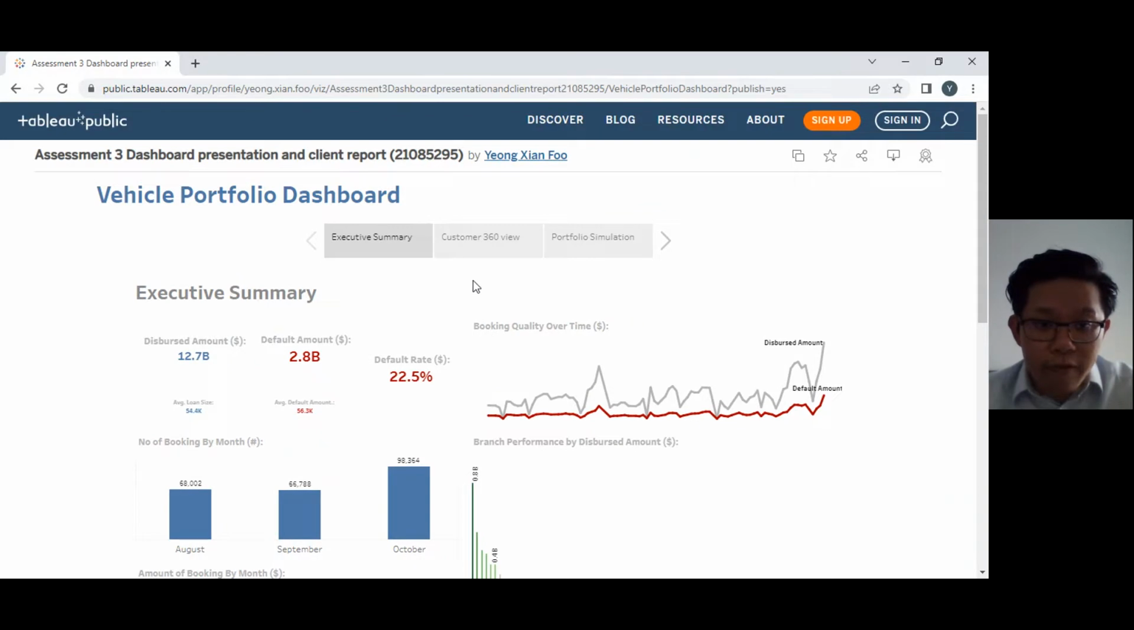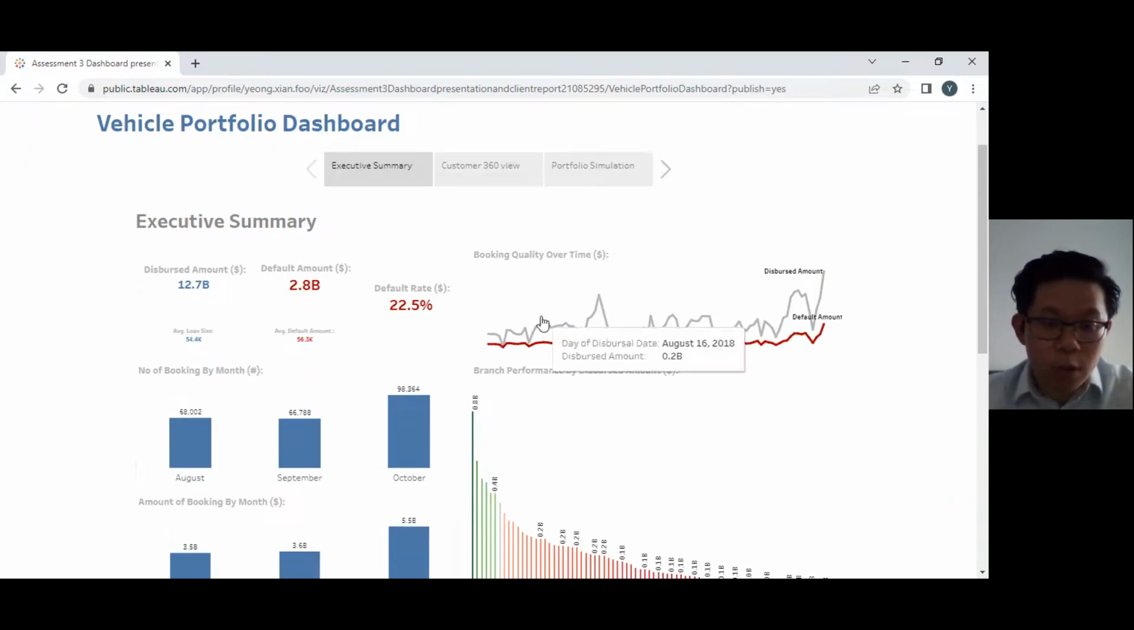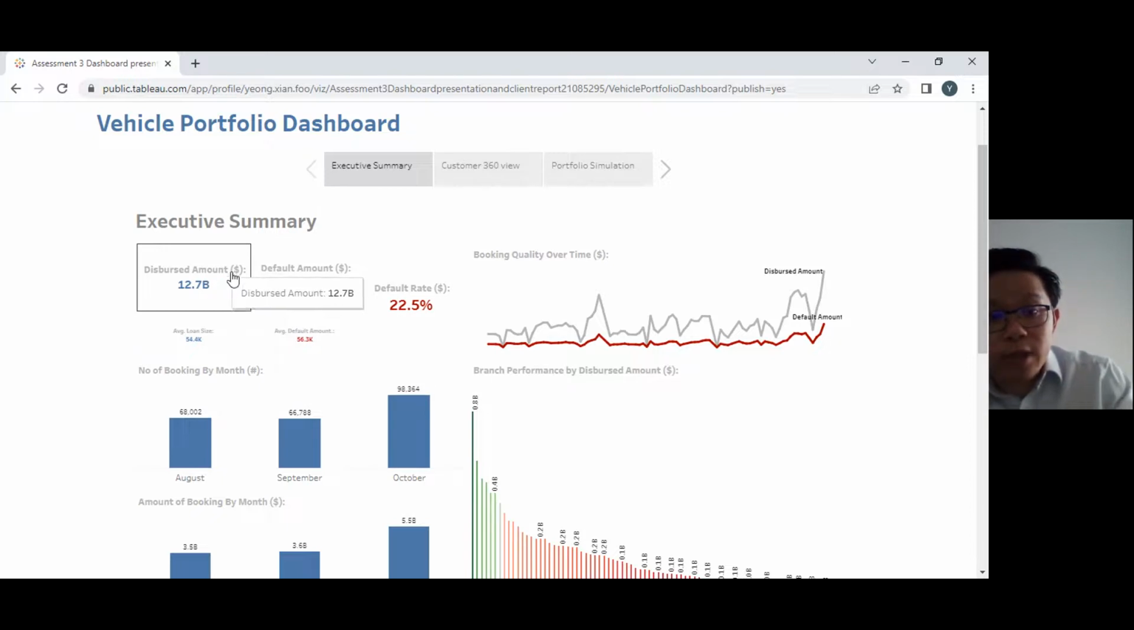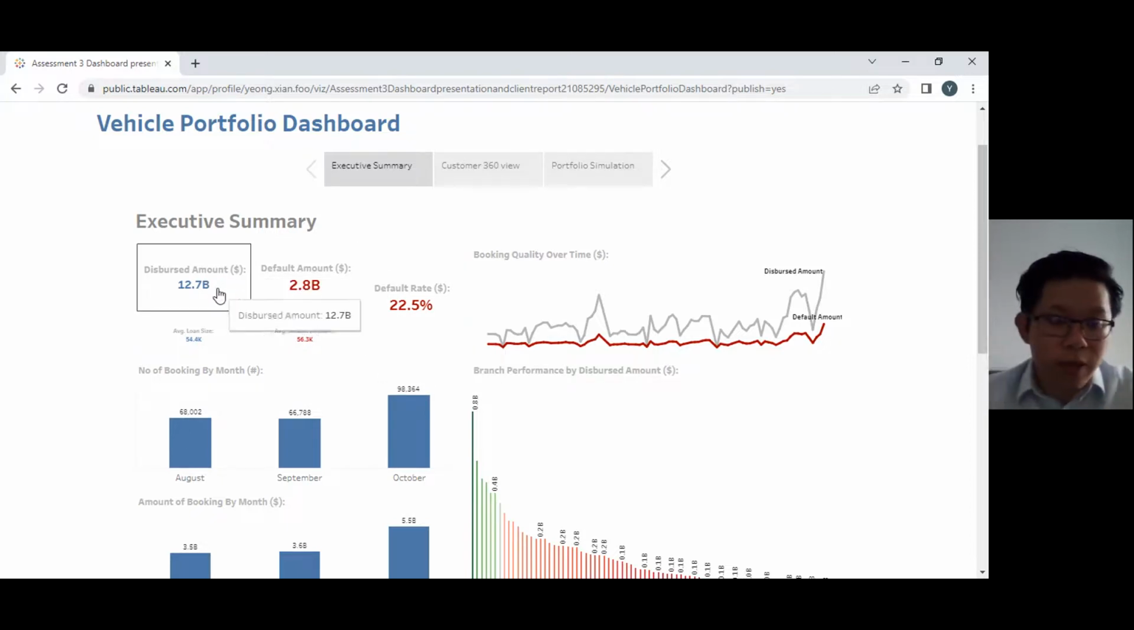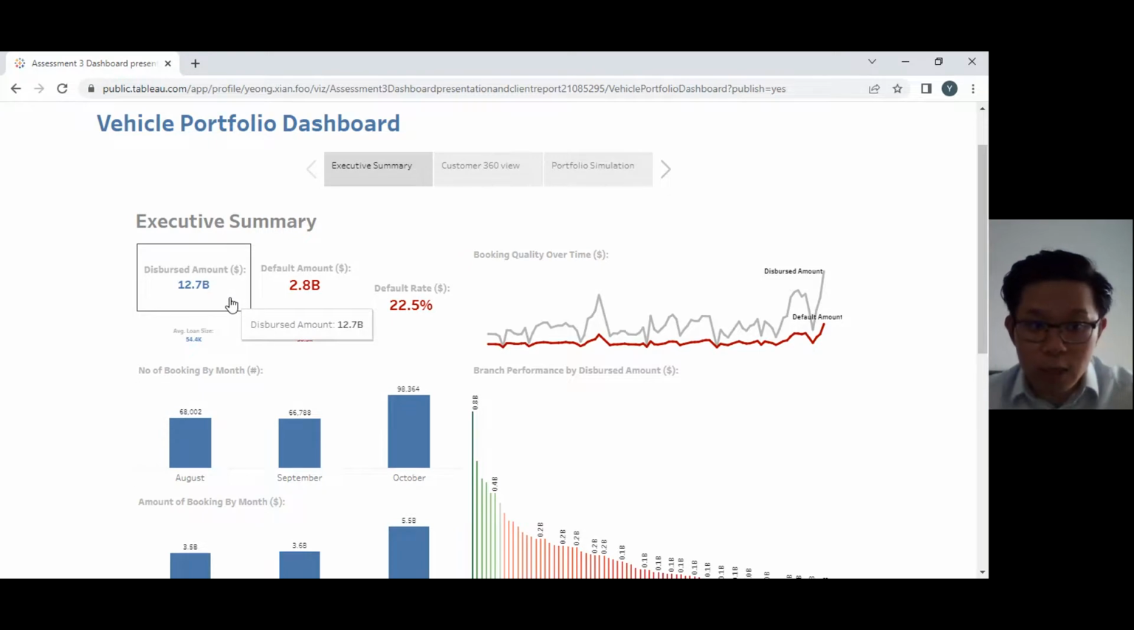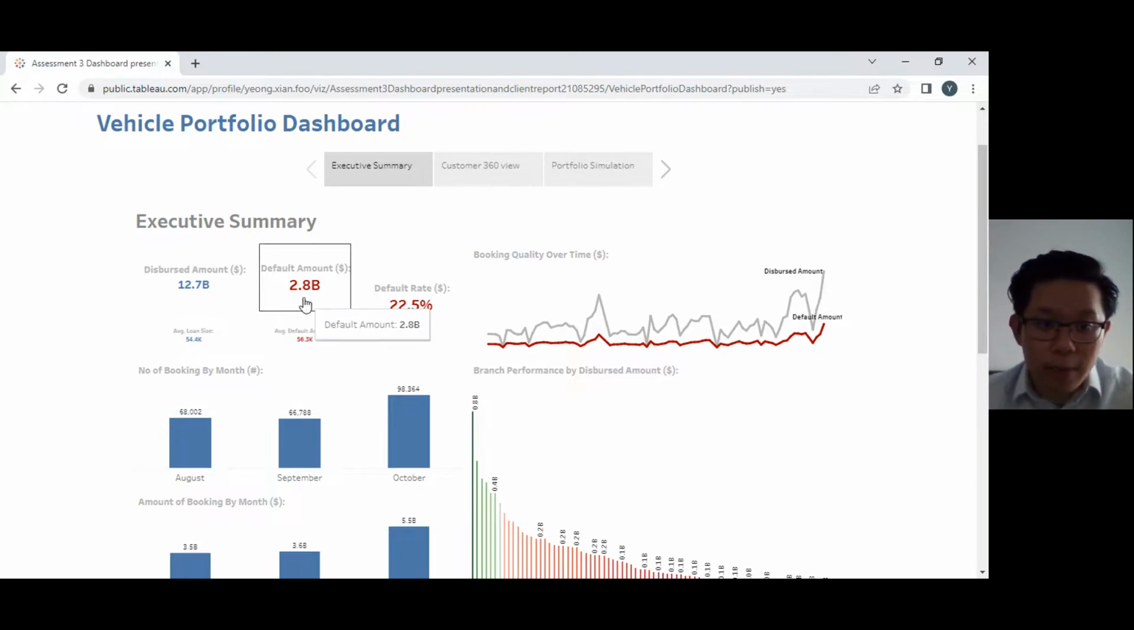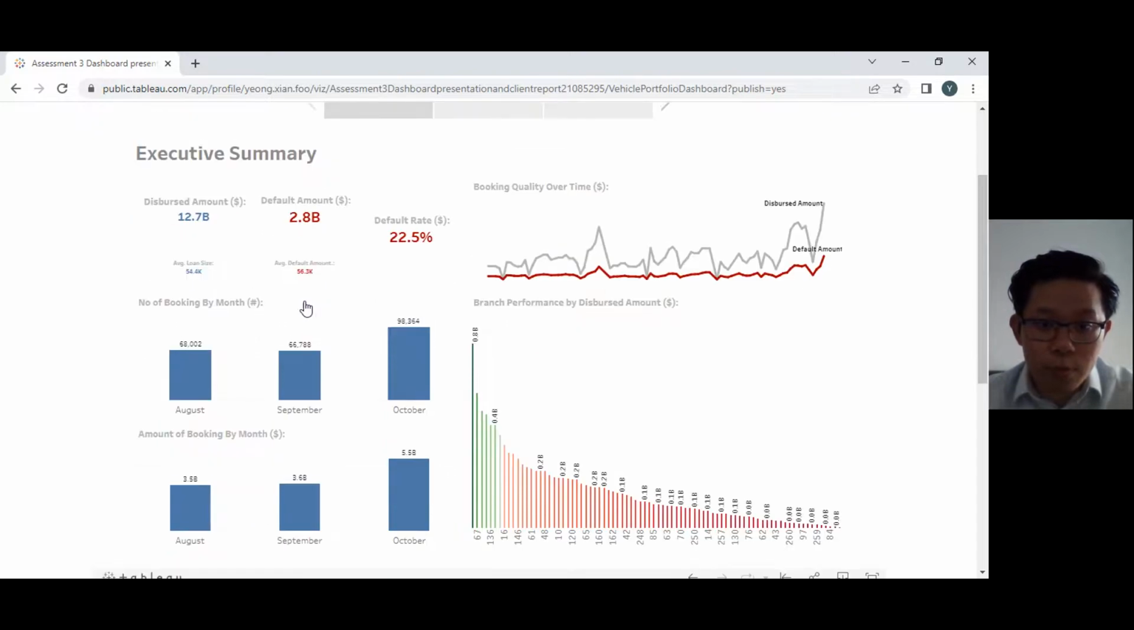Okay, so this is the first section of the vehicle portfolio dashboard, executive summary. On the top left part, we can see the key credit risk indicators shown here. The first one is the disbursed amount. We can see that 12.7 billion has been disbursed to the customer, and the default amount is 2.8 billion.